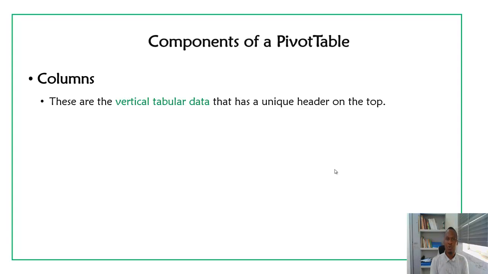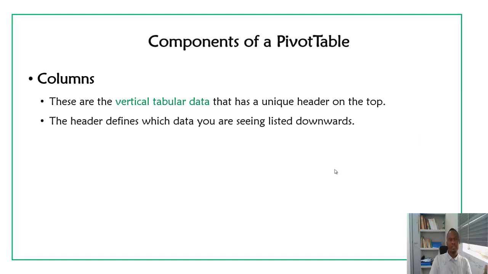I believe you already know what a column is. Columns are the vertical tabular data that has a unique header on the top. The header describes the data available in a particular column. A pivot table also makes use of rows. We already know what a row is. Rows are what? Horizontal data.